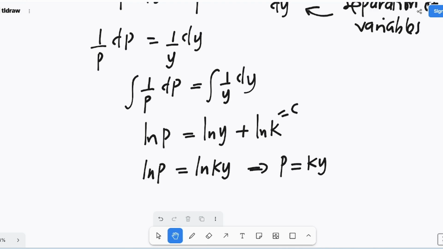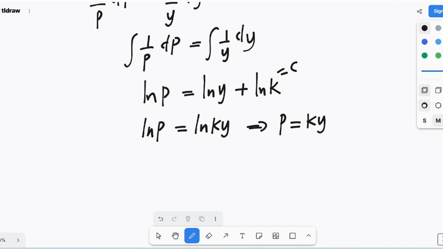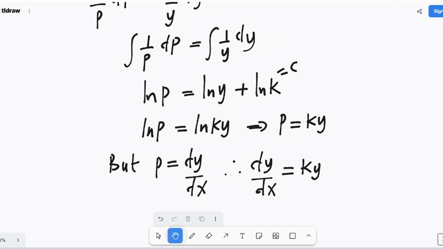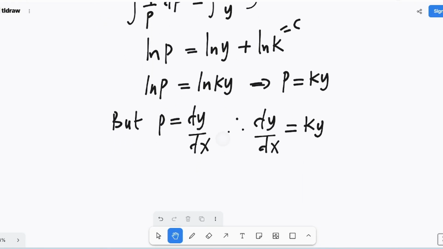But remember, what was p? Our p was the first derivative, dy/dx. This is how you defeat such numbers. So we shall have dy/dx is equal to ky. We go ahead and separate variables still, and then we integrate.